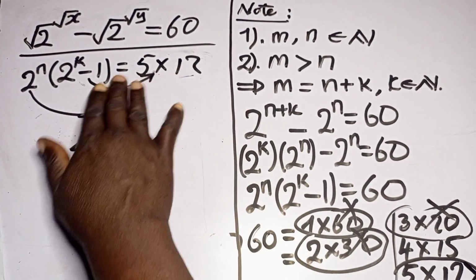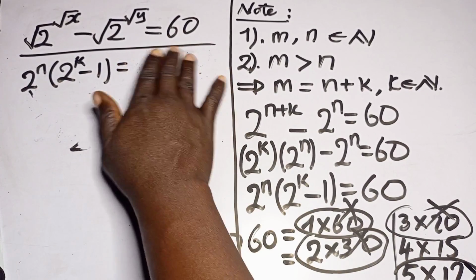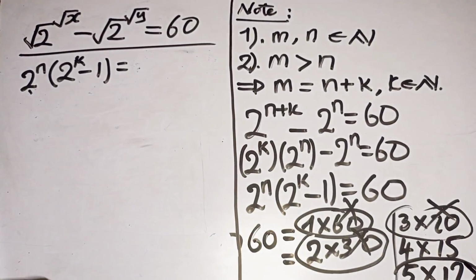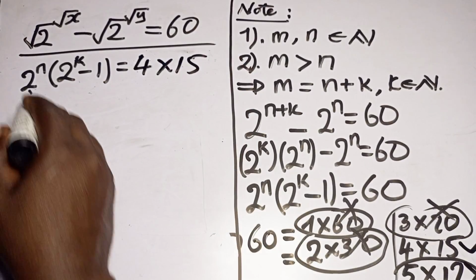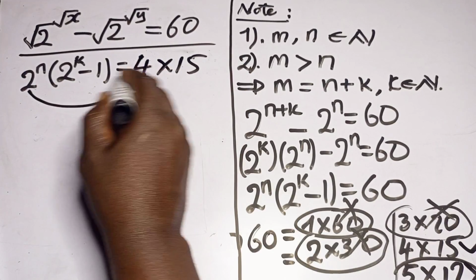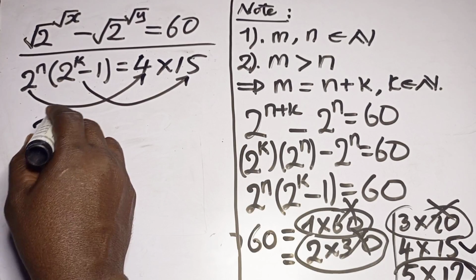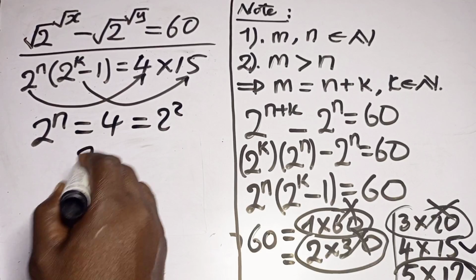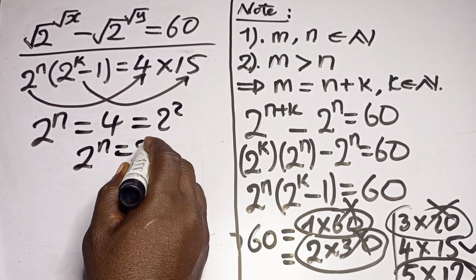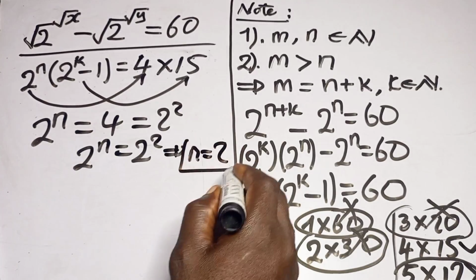Finally, we are left with the remaining choice, which is 4 times 15. Let's take this one. 4 times 15. Even will go with even, odd should go with odd. So we're having 2 to the n is equal to 4. 4 is the same as 2 squared. So 2 to the n is equal to 2 squared. This simply means that n must be 2.